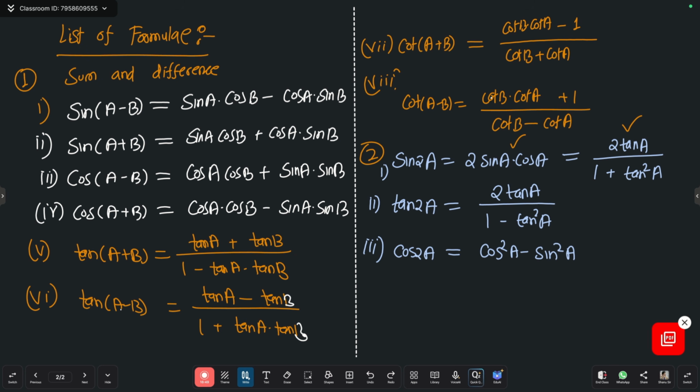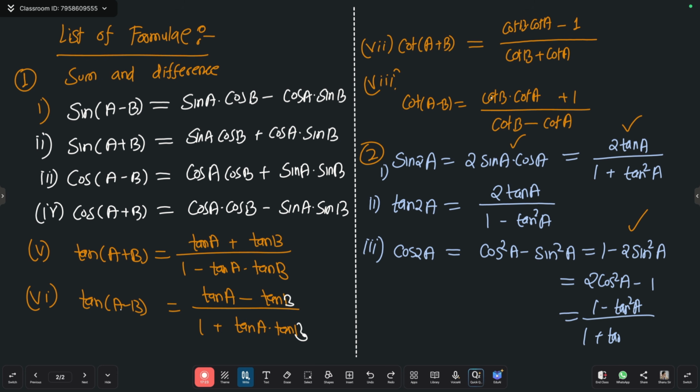Another one is 1 minus 2 sin square A. This is also very useful; in so many problems we will be using this formula. And 2 more are there. I will write here because space is not enough. One is 2 cos square A minus 1. And fourth, in terms of tan, it is 1 minus tan square A upon 1 plus tan square A. Complete this list.